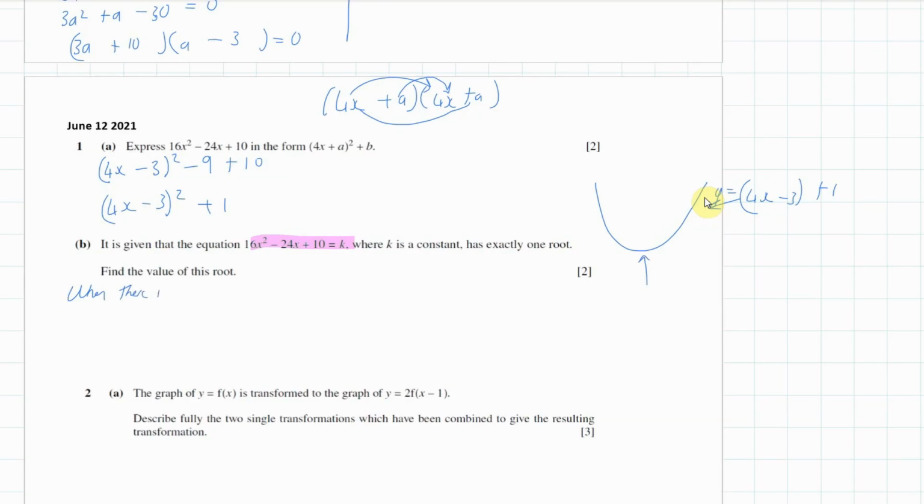When there is one root, it must be the minimum point. Thus, k equals 1. Now why does k equal 1? Because the minimum point occurs at 3/4, right? You make the bracket equal to 0. And then the y value, of course, will be this bit here, which is 1. So when k equals 1, therefore, what does x equal? 3/4, isn't it?